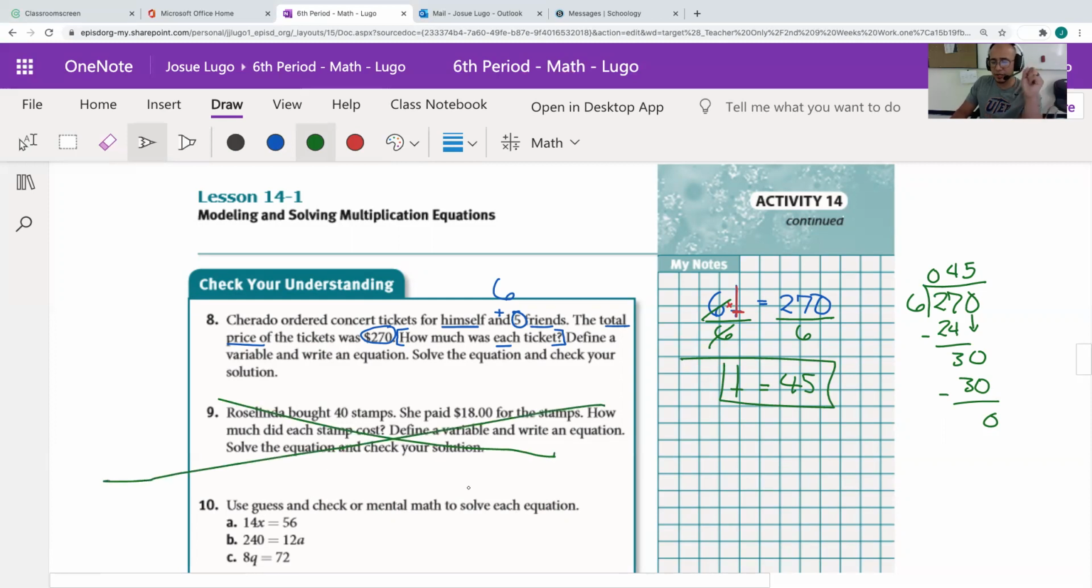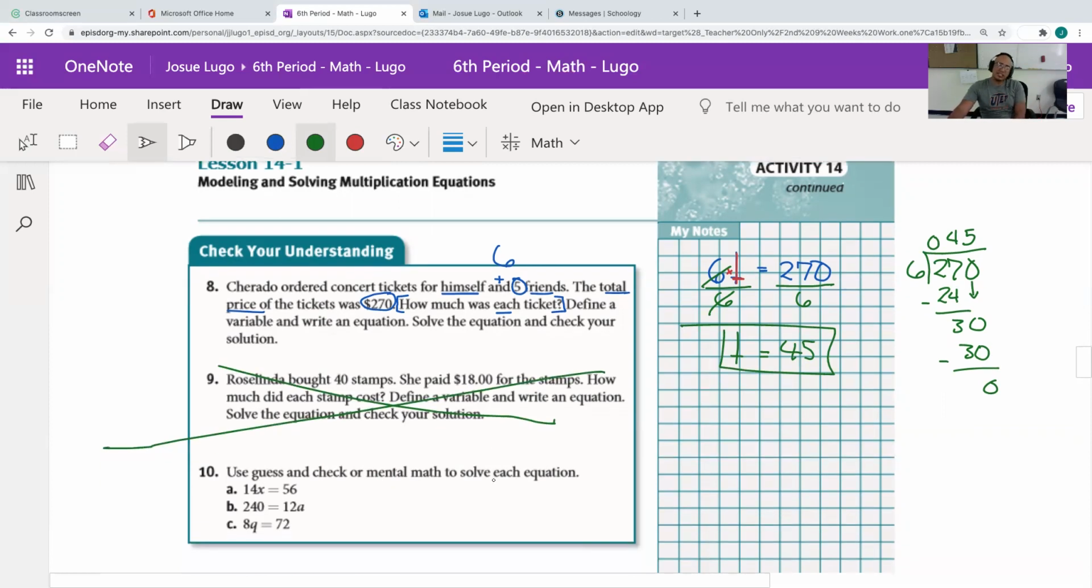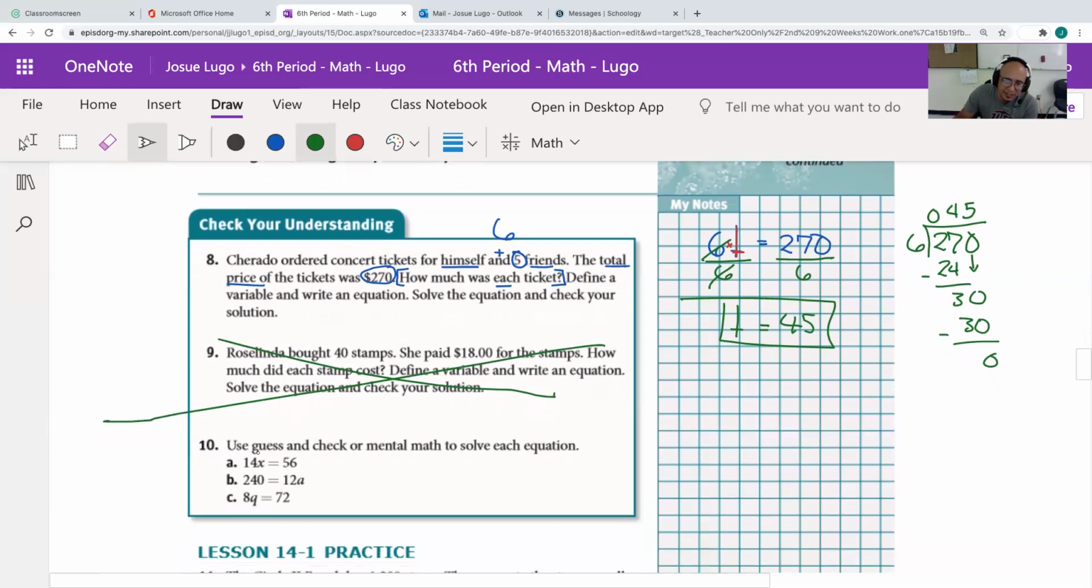All right, we're not doing number 9. So let's use that same, it says here, for number 10, we can either guess or just use what we just learned about how to solve multiplication equations to find the variable for each one of these. So this is 10a, please rewrite the problem in your notebook. 14 times x is equal to 56. You can literally just go 14 times 1. Okay, that's 14. 14 times 2, that's 28. 14 times 3, etc. until you get to 56.